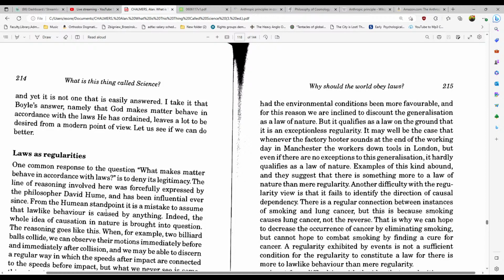So remember, what he's trying to address is this idea of exceptionless regularity. That doesn't distinguish whether it's law-like or accidental. Because I can think of these counterexamples. The hooter sounds in Manchester, and wow, look, without exception, the workers down tools in London. But even if there are no exceptions, do you think that qualifies as a law of nature? Are you kidding me? Examples of this abound. Maybe you can think of some.